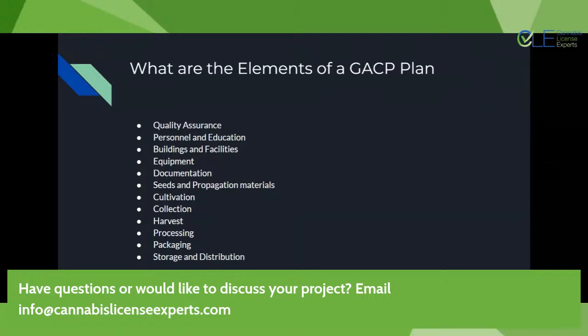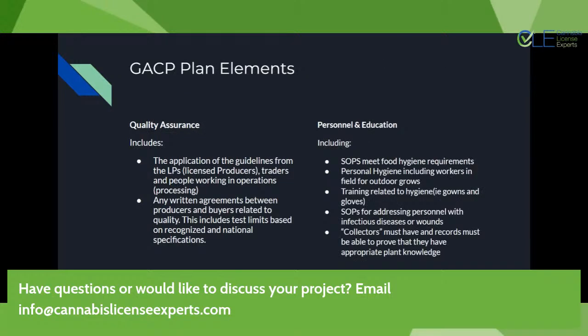So make sure you document everything to a T all the time, no backdating. Seeds and propagation materials, cultivation practices, the collection practices, the harvest, processing. If you're not doing a finished product, there is processing that does fall under GACP. Packaging, and then your storage and your distribution channels are also relevant. So we'll get a little bit deeper into some of these topics.